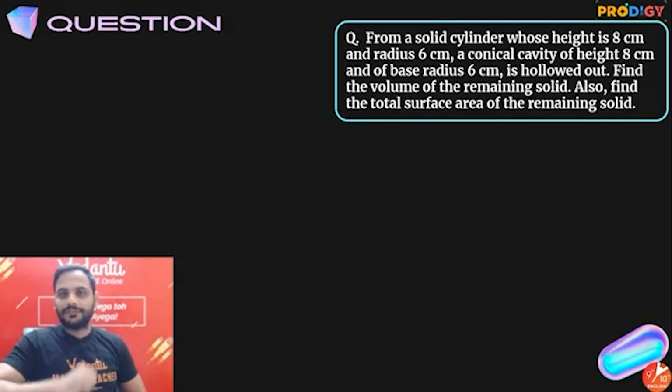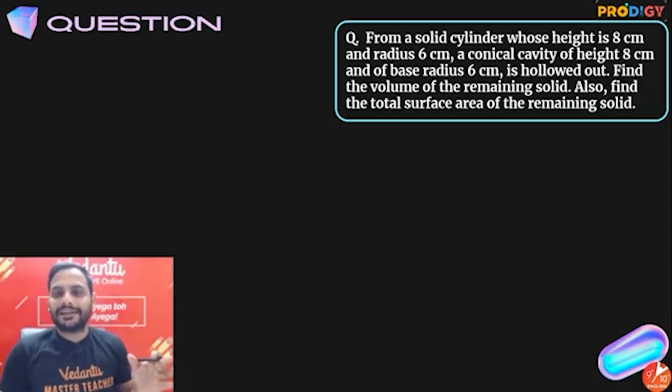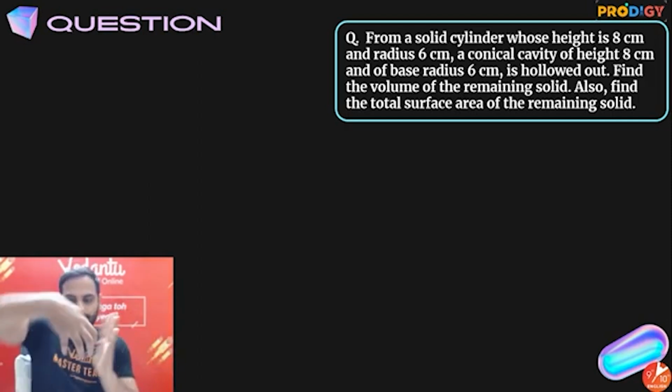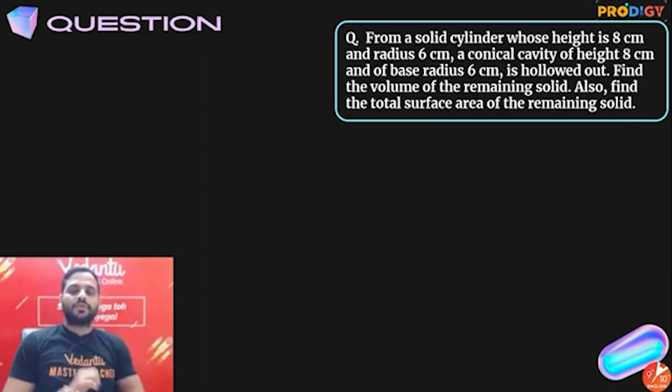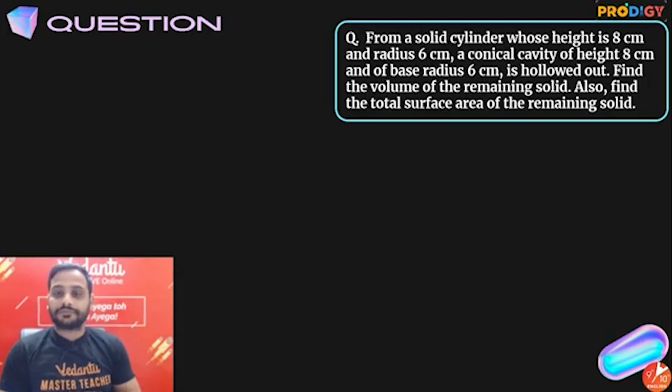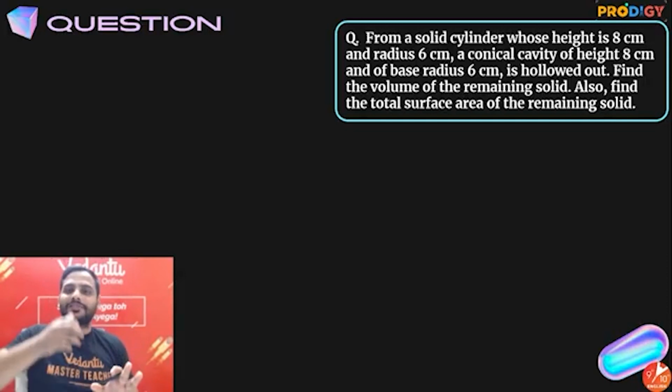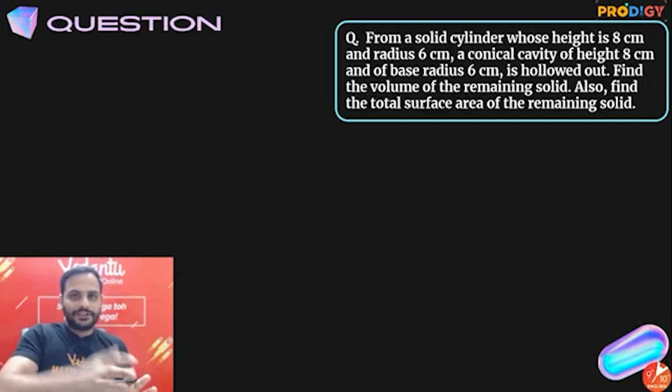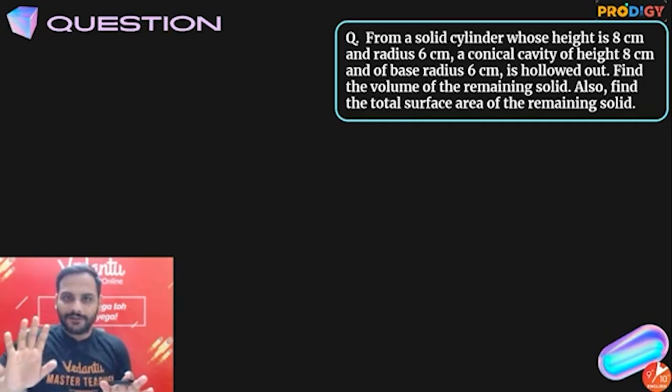Okay, next question. From a solid cylinder whose height is 8, radius is 6, a conical cavity of height 8 centimeter and of base radius 6 centimeter is hollowed out. So from a cylinder you have taken a cone out. Find the volume of the remaining solid. Now I have told you guys, if you join something, add the volume. If you remove something, subtract the volume.